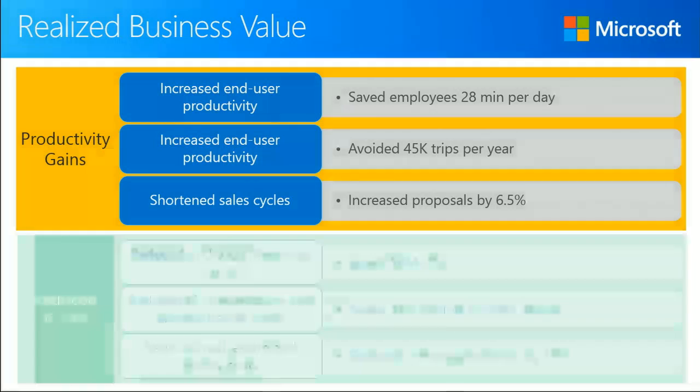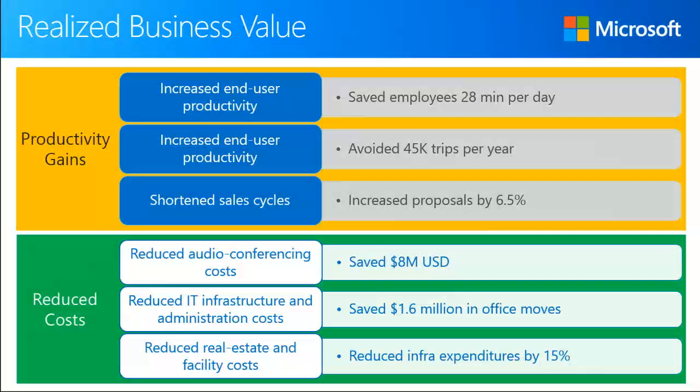But the big one is really, what are the hard costs you saved? So I'm going to tell you a story here, and then you're going to see a graph in a second. But the big return on investment for us was audio conferencing. So our audio conferencing was about $15 million a year. So in our first year, we saved $8 million conservatively.